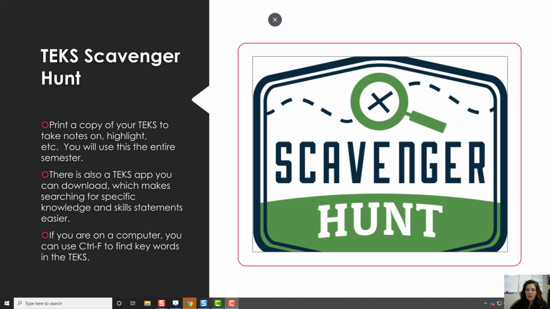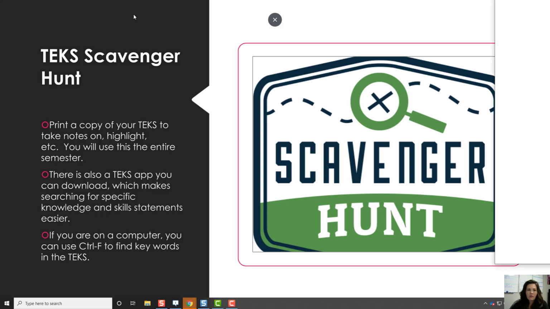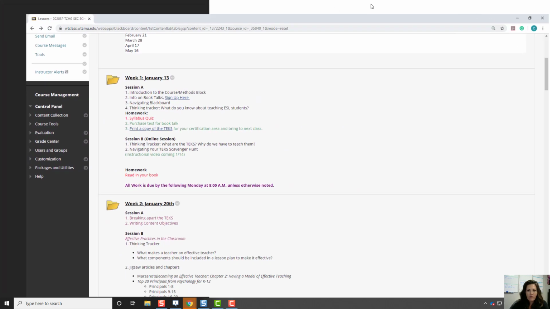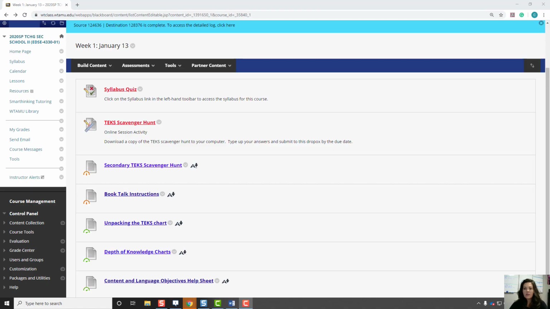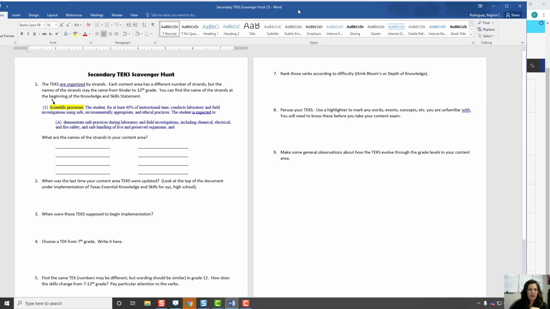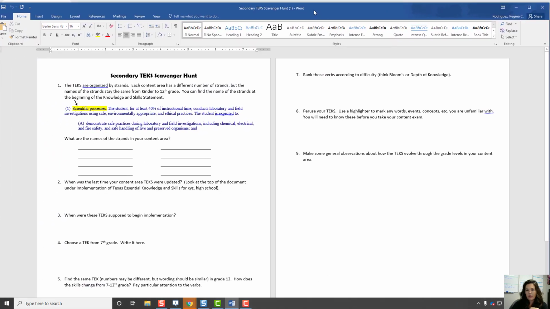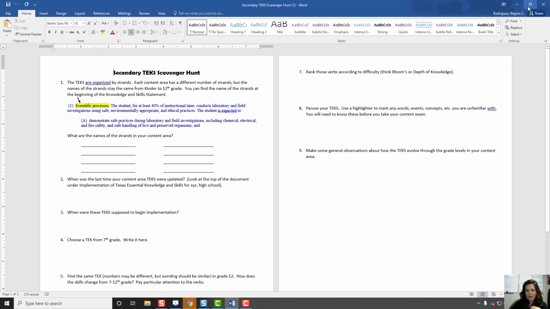You are also going to need a copy of the scavenger hunt form, which you can find in the Week 1 folder in Blackboard. So once I've got my TEKS downloaded and ready to go, I'm going to go inside the Week 1 folder and click on Secondary TEKS Scavenger Hunt, and I'm going to open up that Word document so that I can type directly in there as I complete my assignment.